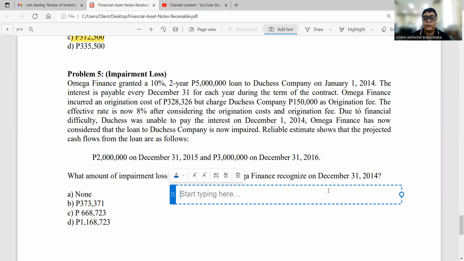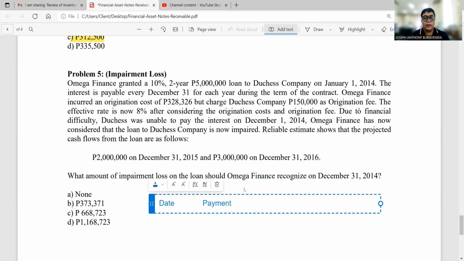Okay, so the date, then the payment of interest, the principal, the interest, and the balance.